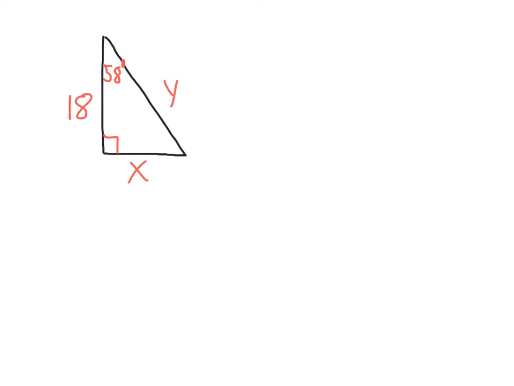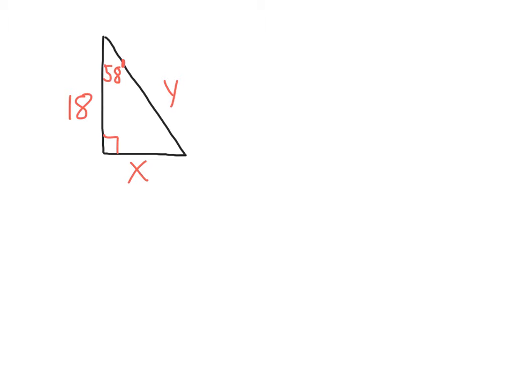Let's get started. Alright, so in this triangle, we have a right triangle, 58 degrees for the angle, and 18 for one of the legs, and we're saying that we want to find one of the other legs and the hypotenuse. So first, let's go with the other leg that we want to find. So we've got 58 degrees, x, and 18.